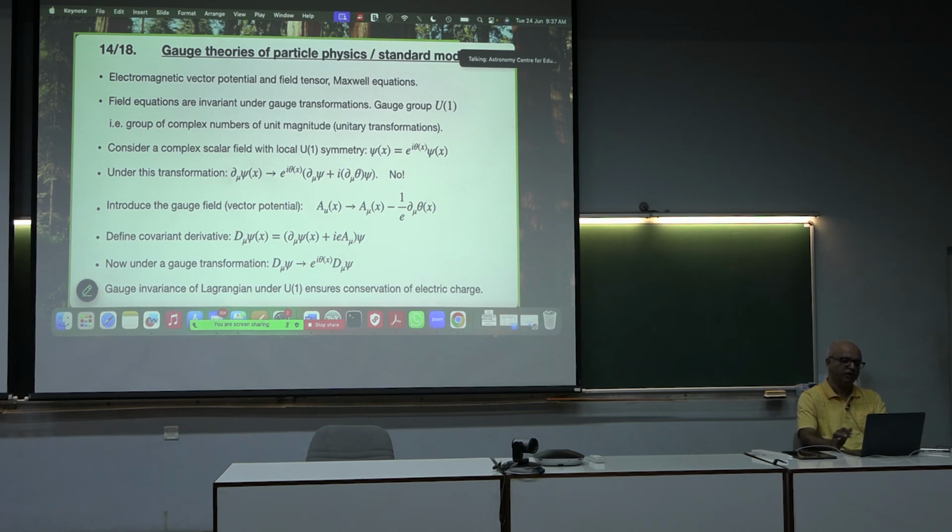So, hence we introduce the gauge field, the electromagnetic vector potential, into the theory, which we assume under this transformation e to the i theta on the state. If you introduce this phase function theta of x, psi of x transforms like this, and A mu, the vector potential, is assumed to transform like this, where e is the charge of the electron. So, this is a gauge transformation of the electromagnetic vector potential.